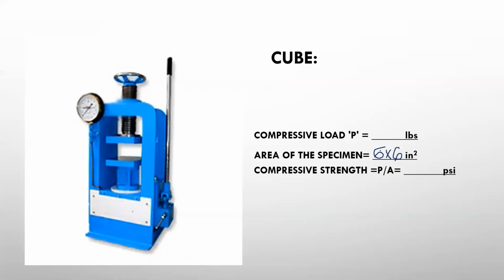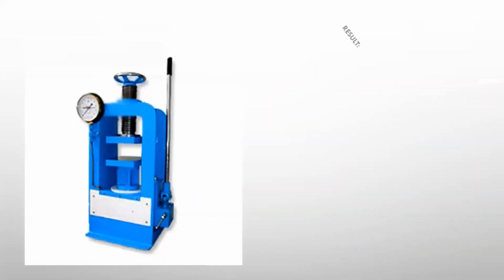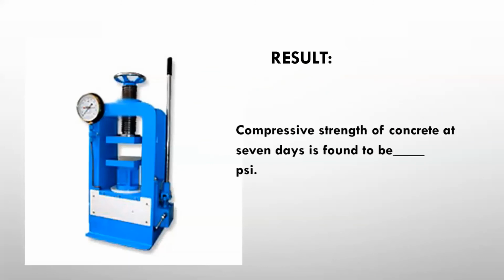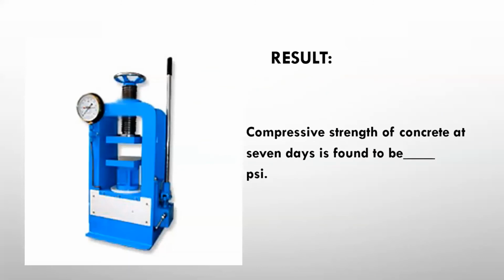So whatever load you get and the area of the specimen, you have to use the formula: load divided by area. You have to put the value of P here and the area here and divide it, and you will get your compressive strength. So this is the way to calculate it. Result: compressive strength of concrete at 7 days is found to be whatever value you get. So you have to put it down.